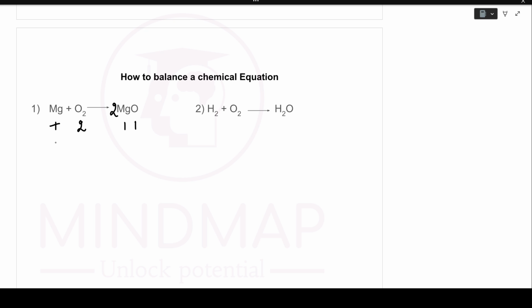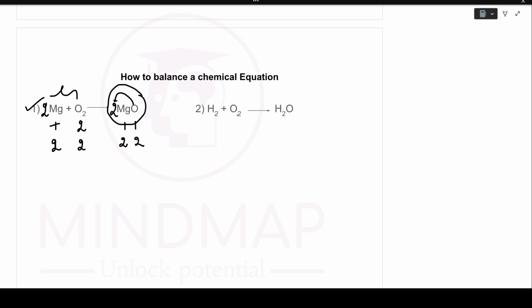Now let's recheck the equation. Mg here is 1. And on the product side, Mg is 2. So let's write here 2. Now check, the Mg is 2. Here also Mg is 2 on the product side. Oxygen here is 2. And on the product side, oxygen is 2. So this equation is balanced now. So what you have to see is the number of atoms on the reactant side should be equal to the number of atoms on the product side, for each element.